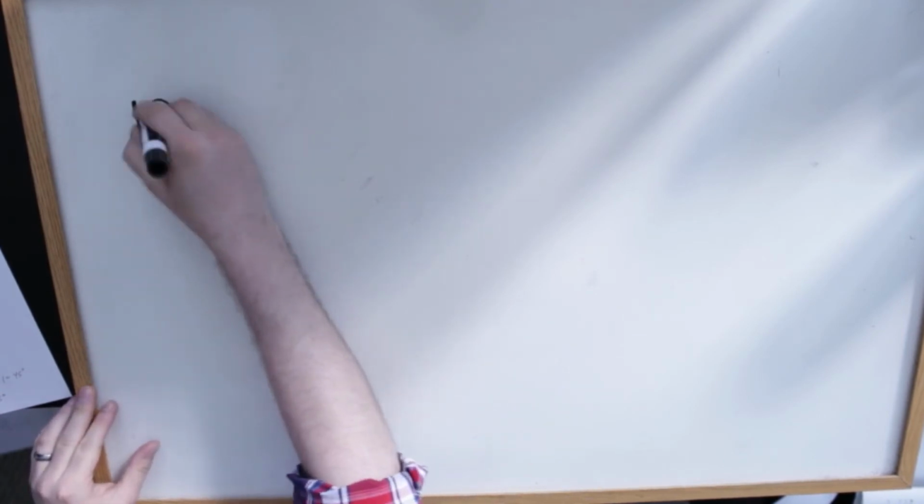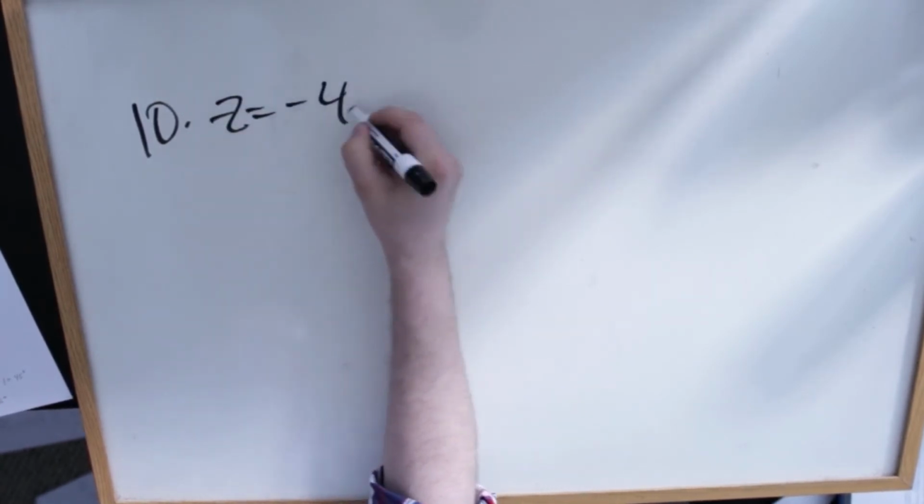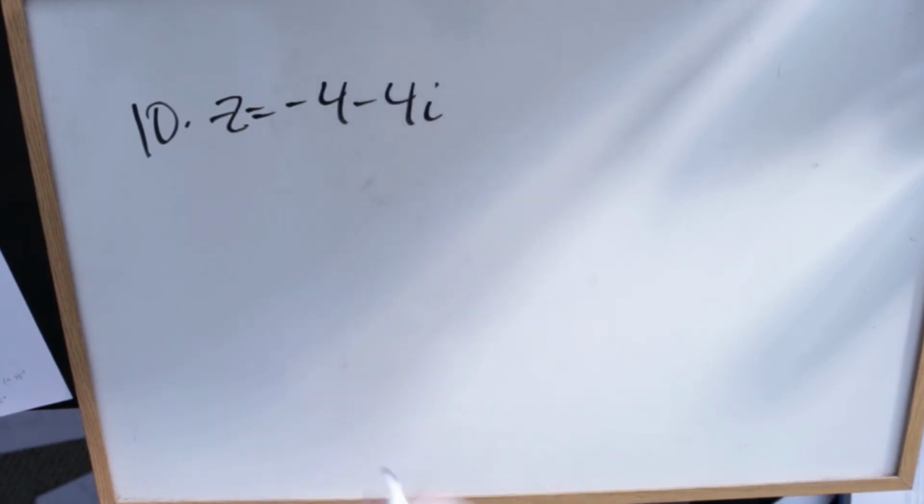All right, so I want to go through some problems here. We're going to do question number 10. Let me pull the textbook up here. I got it down below me. All right, question number 10 is saying, write each complex number in trigonometric form. Oh, that's not too bad. So 10, we've got z is equal to minus 4 minus 4i.